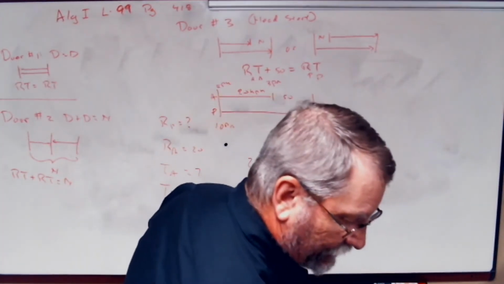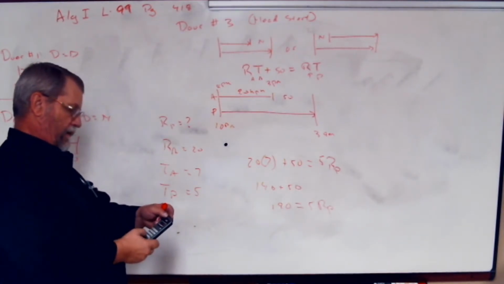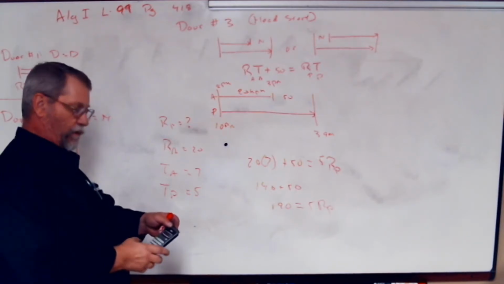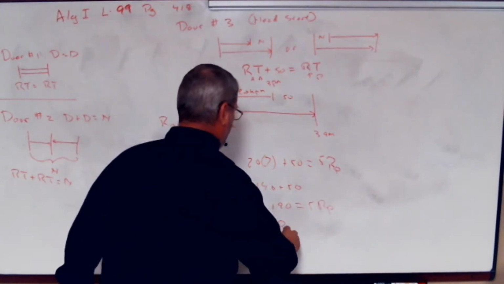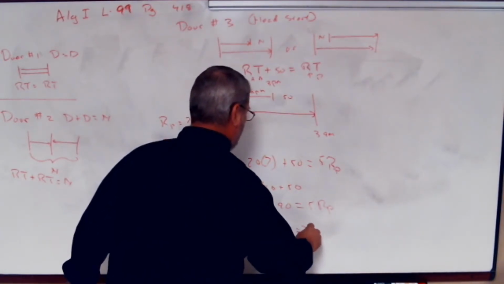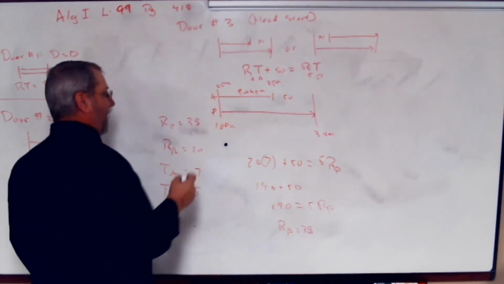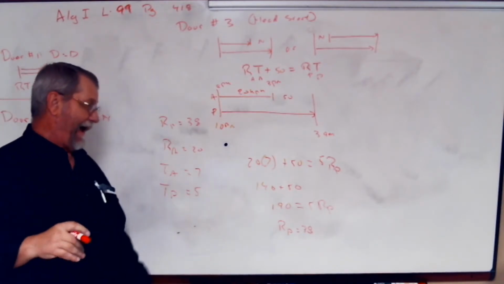if you take that 190, 190 divided by 5 equals, and that's what they asked for. What is the rate of Pat?